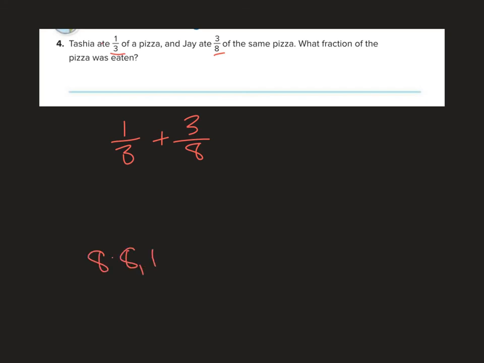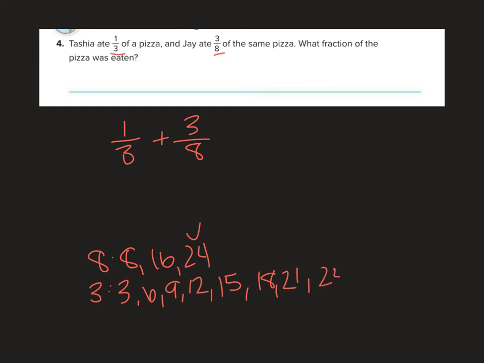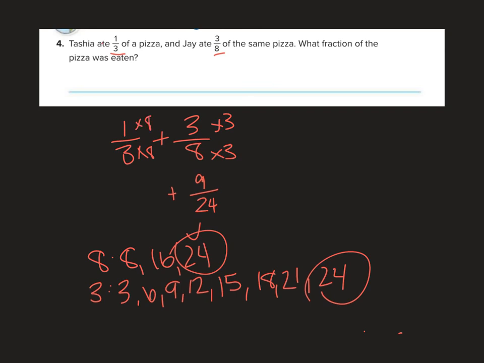8, 16, 3 doesn't go into 16, 24, yep, 3 goes into 24 because it's 8 times 3. So 3, 6, 9, 12, 15, 18, 21, 24. All right, that's the first spot that they intersect at, so I'm going to multiply by 3 and get 9/24. Multiply by 8 and get 8/24. Okay, so I'm going to add together 8 and 9 to get 17/24. So they ate 17/24 of the pizza.